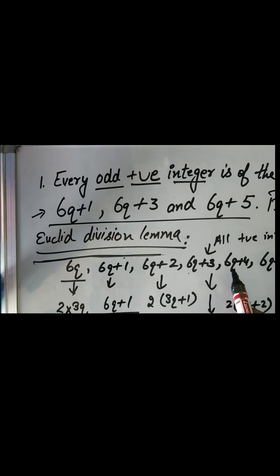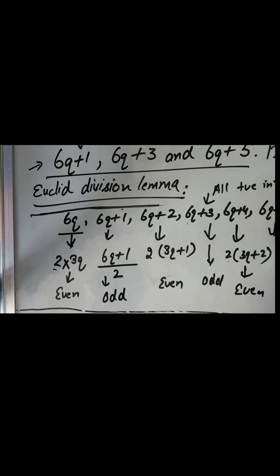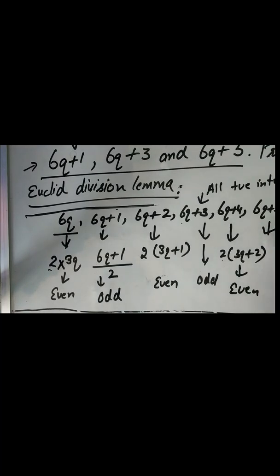So all the numbers which leave remainder 4 on dividing by 6, they are actually divisible by 2. So this is an even number. Okay? And 6q plus 5 here, you cannot take 2 common. That means all the numbers which leave remainder 5 will not be divisible by 2. That means they are odd.